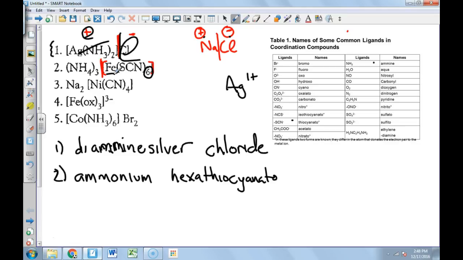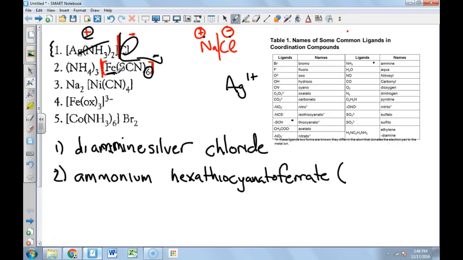Now, we kept it as silver, but when the metal is part of the negative charge side of the thing, then we have to make sure we use the Latin name. So iron, the Latin name is ferrum, but then we change it to ferrate. Ferrate. And now, because this is a transition metal, the other thing applies that we've learned way back when, that we need to include the charge on this.